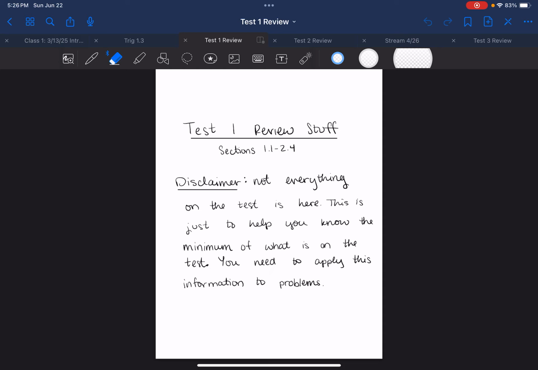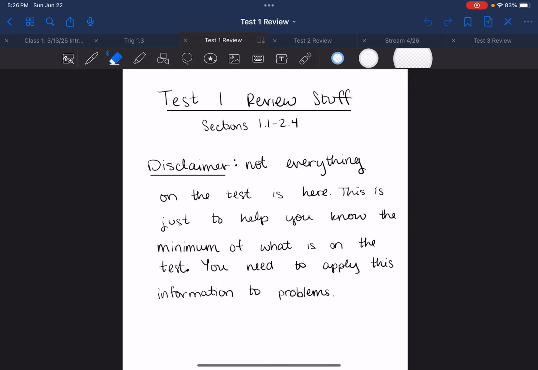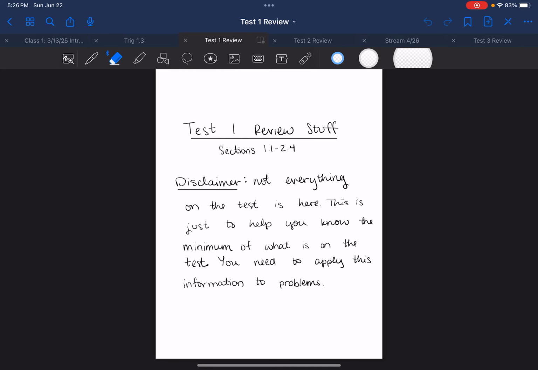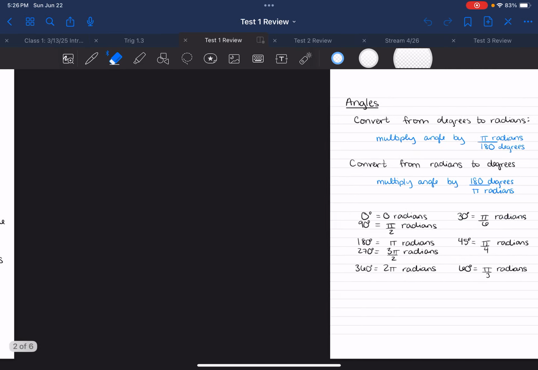For test one, I have a review document and I'm going to post this as well, but I thought I would just go through it with you guys. So, disclaimer, of course, not everything on the test is here, but hopefully this will give you a base of where to start.